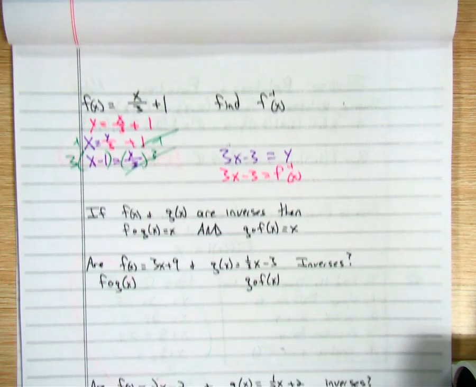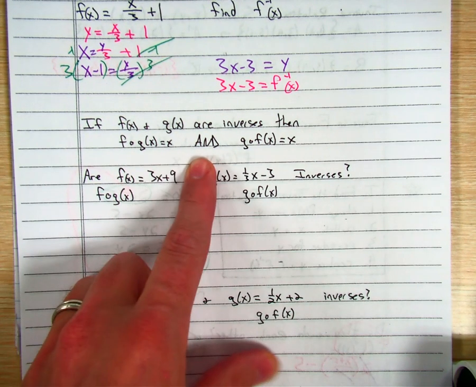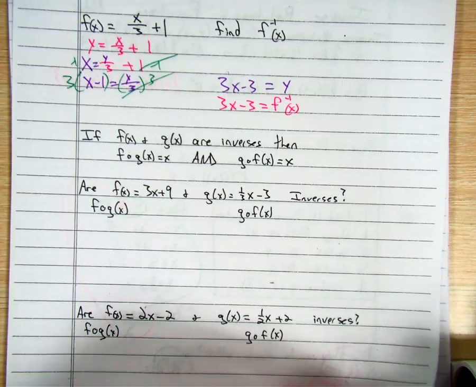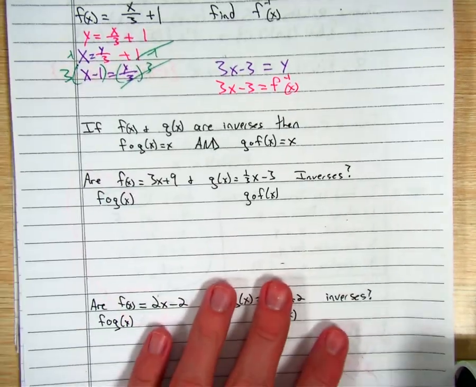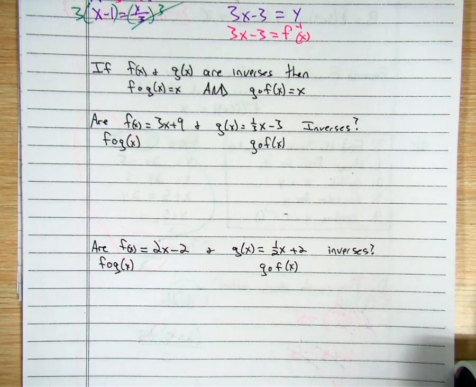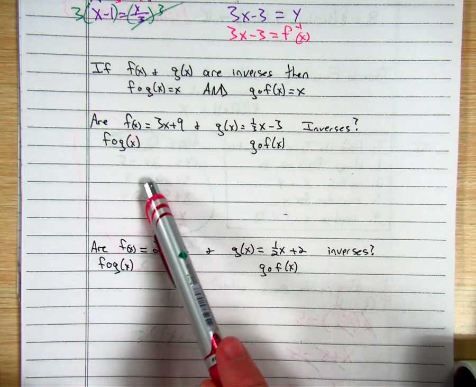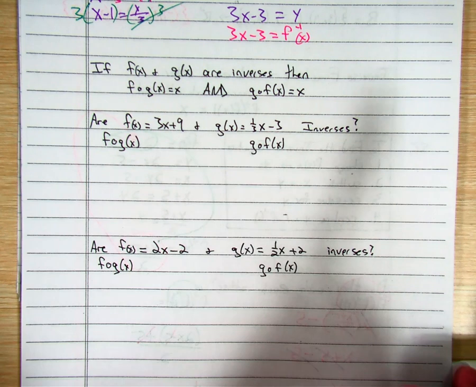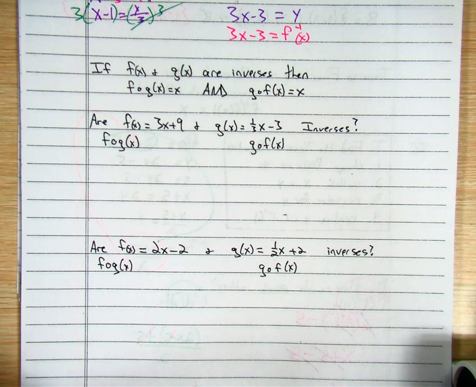Change that y to f inverse of x. Okay, if f and g are inverses, then f of g cancels out to x, and g of f also cancels out to x. That would have been like the bottom problem when we tested those two out. Except now the functions they're going to give you are right there, instead of having to look up above. Alright? If it works the first way, you got to try the second way. If it doesn't work the first way, boom, you're done. They're not inverses. Okay? Go ahead and push pause and give it a shot.